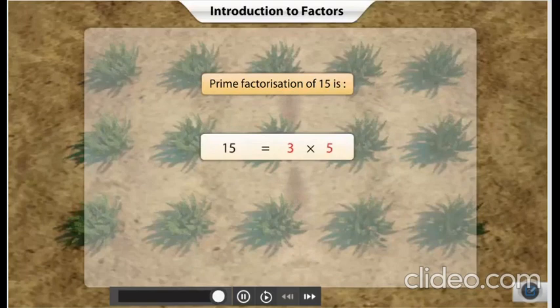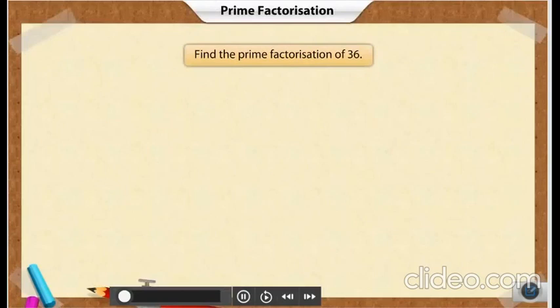Let's see how to find the prime factorization of a number. Let's find the prime factorization of 36. To find the prime factors of 36, first find any 2 numbers whose product is 36. 2 such numbers are 4 and 9, as 4 times 9 is 36.